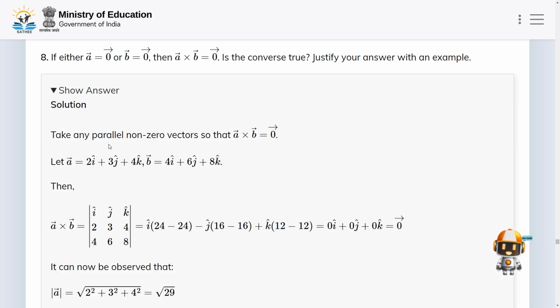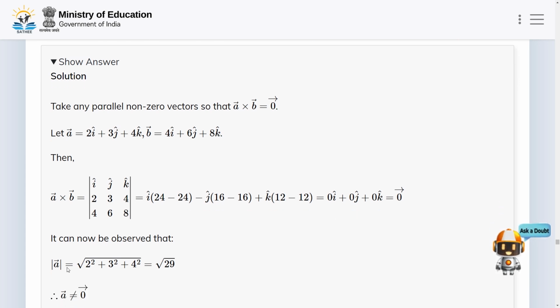So take any two parallel vectors like this: A is this, B is this. Why am I saying they are parallel? Because B can be written as 2 times A. So that's why they are parallel. Find the cross product. The cross product you will get is the 0 vector.